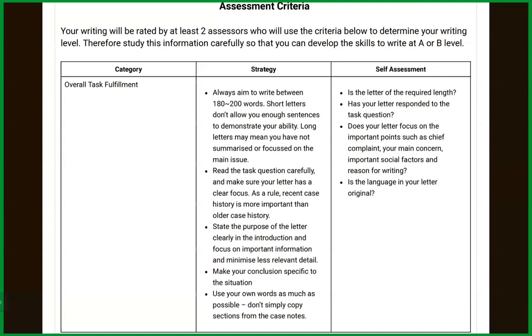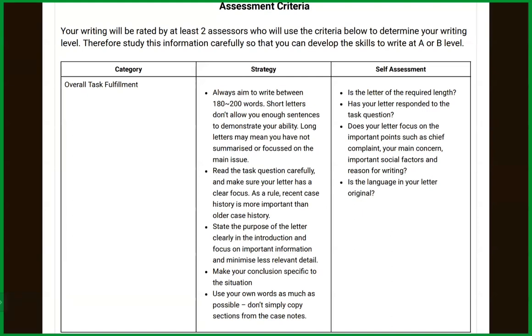Third one is, does your letter focus on the important points such as chief complaint, your main concern, important social factor, and reason for writing? Chief complaint in the sense present details, and your main concern. Main concern in the sense why we are writing the letter. That is purpose. Some of the social factors are important to the relevant history of the patient.